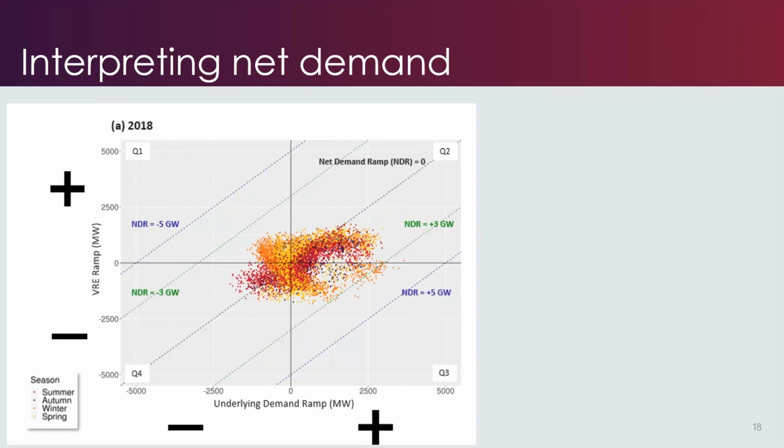Okay, so we've mapped underlying demand here on the x-axis down the bottom and VRE ramps on the y-axis on the side. You can also see that the movements in both VRE and underlying demand can be up or down. We've just popped some symbols here to show this a bit more clearly. Now, based on this division, we can then go and divide the graph into quarters.